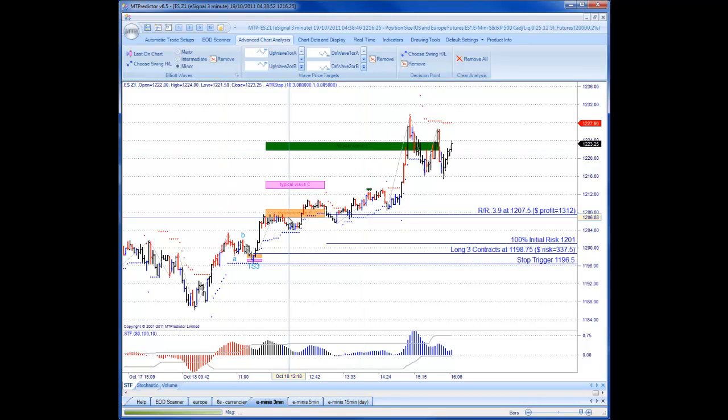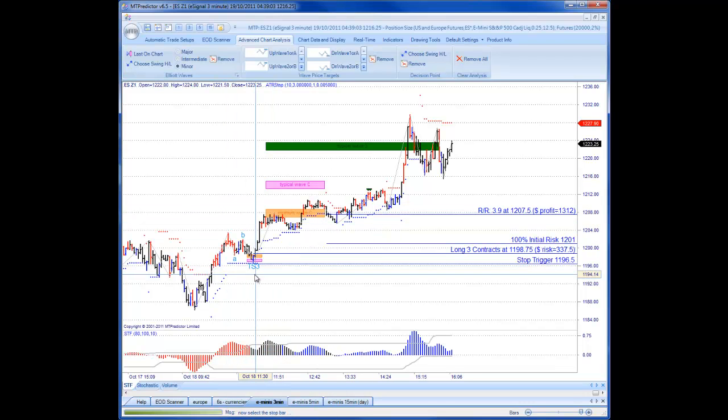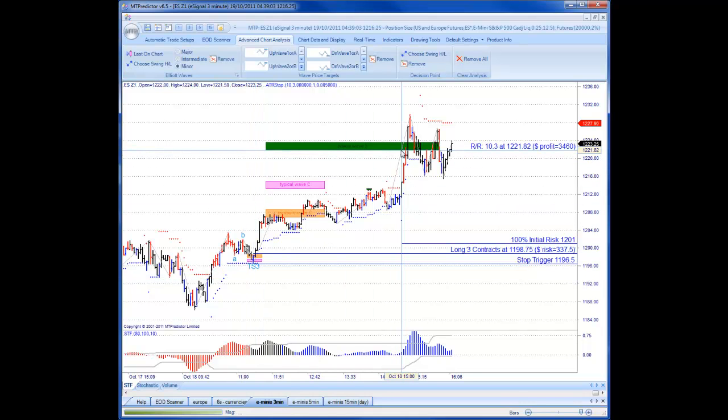So rather than coming out at this first target, or even looking to manage the trade around the first target, we assume that the market is going to get up to this typical wave 3 WPT. So really what we should have been looking for was at least a 10R trade. Yes, that's right. This profit here was actually 10 times the initial risk. So for an initial risk of approximately $330, ignoring commission and slippage, the profit would have been about $3,400. A very, very good trade indeed.